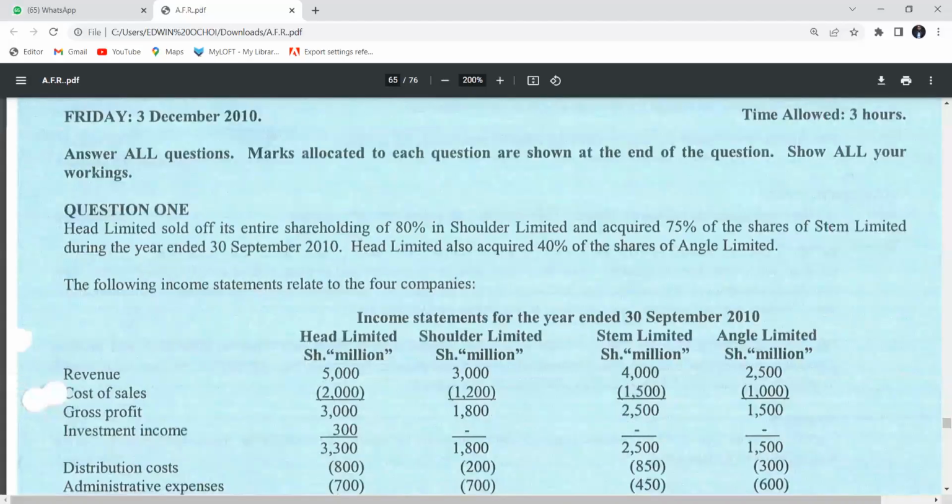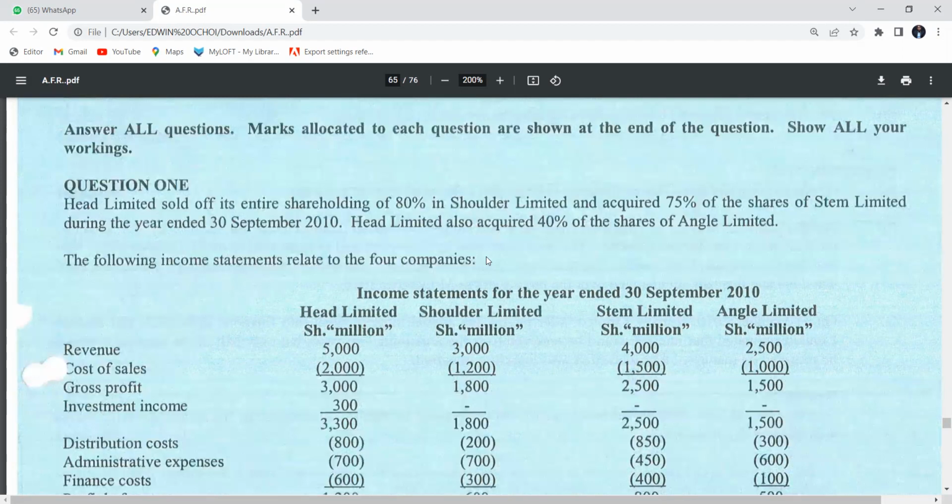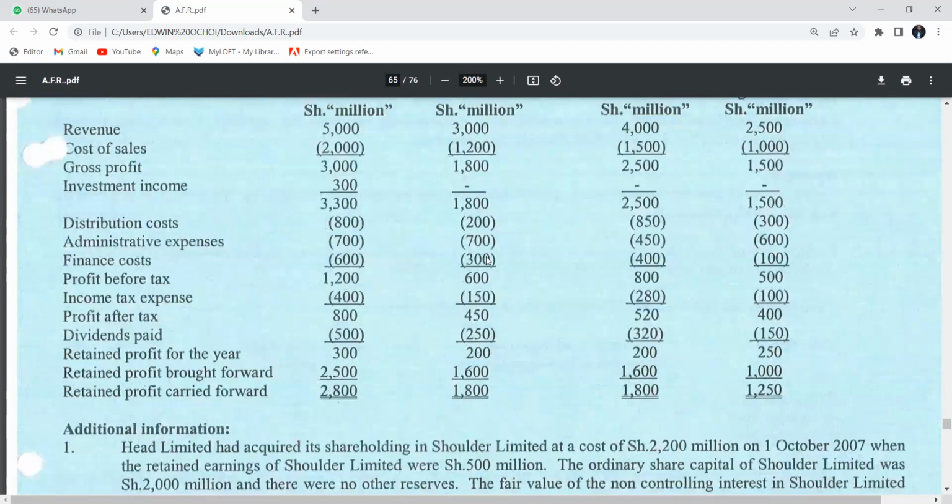So this is the relevant question. Head Limited sold off its entire shareholding of 80% in Shoulder Limited and acquired 75% of the shares of STEM Limited during the year ended 30th September 2010. Head Limited also acquired 40% of the shares of Anchor Limited. So the following income statement relates to the 4 companies. So you have an income statement there.